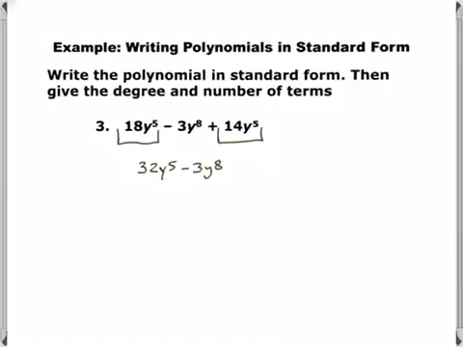Now we'll look at the degrees. We've got 5, we've got 8. So we rearrange these from greatest to least. So that means we've got negative 3y to the 8th plus 32y to the 5th. Our degree is 8, and we only have 2 terms, so this is a binomial.